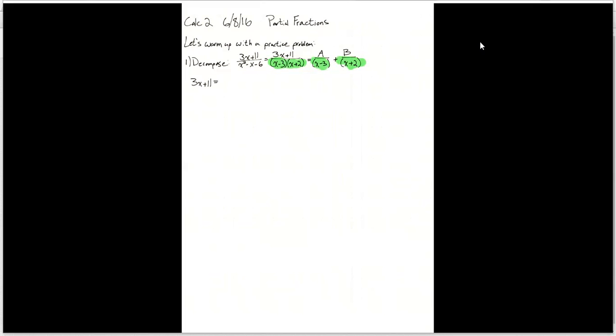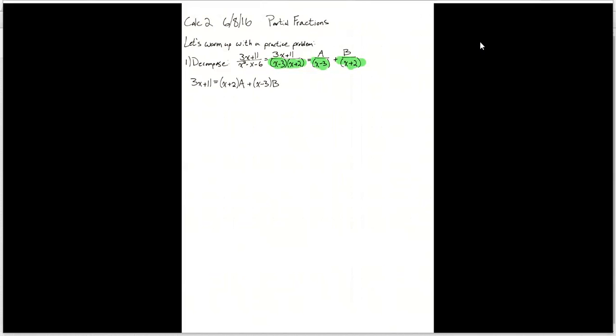So we'll have an x plus 2 times A. And then on this one, the x plus 2 factor will cancel. So we'll actually have the other one. We'll have x minus 3 times B. Okay?